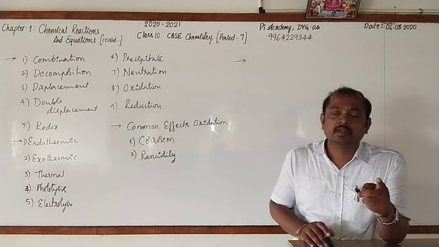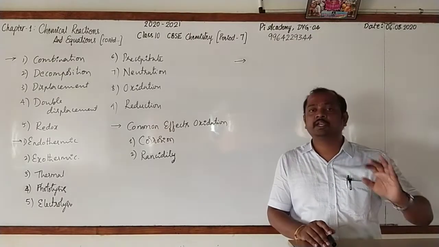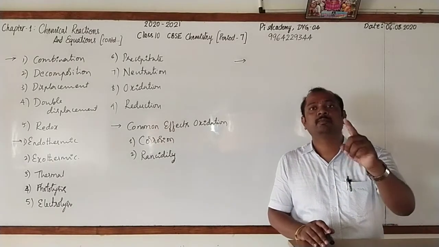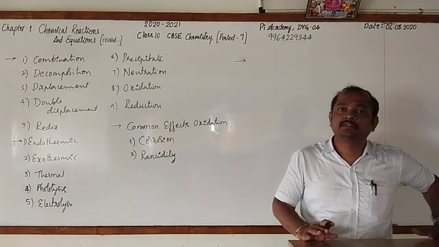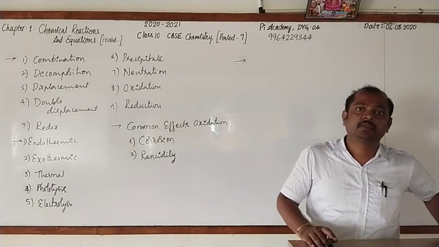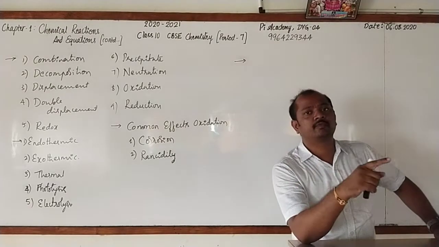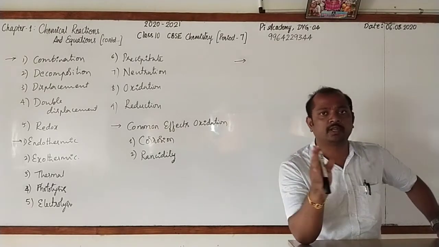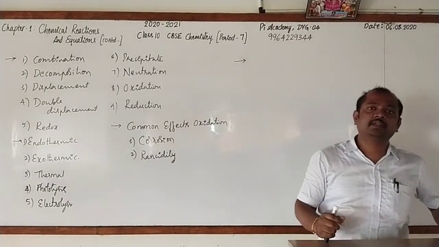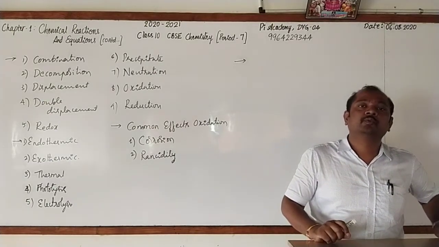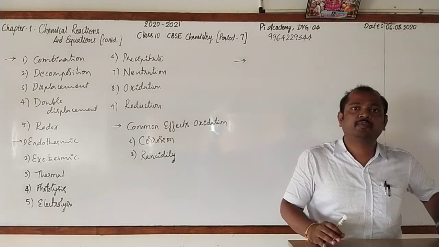Clear? The process of eating up of metals by the action of air, moisture and chemicals on their surface is known as corrosion. So then we say corrosion of iron, corrosion of copper, corrosion of silver. But particularly with respect to iron, we call that corrosion rusting of iron.